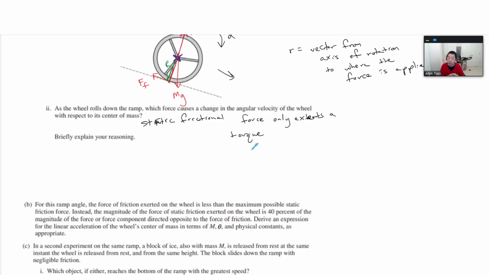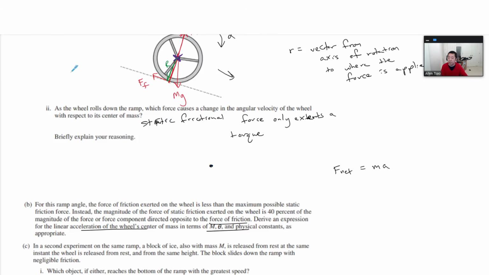For this ramp angle, the force of friction exerted on the wheel is less than the maximum possible static friction. Instead, the magnitude of the force of static friction is 40% of the magnitude of the force or force component directed opposite the force of friction. Derive an expression for the linear acceleration of the wheel's center of mass in terms of that. So this is actually just doing net force equals ma, because if I want the linear acceleration of the mass, I want to do F net equals ma.